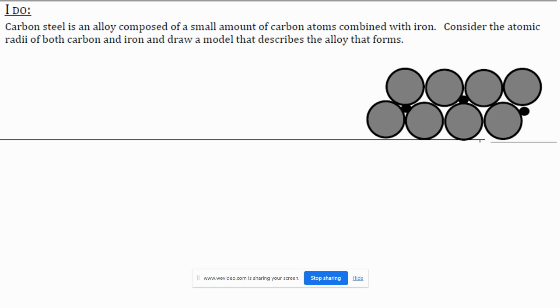Carbon steel is an alloy composed of a small amount of carbon atoms combined with iron. Consider the atomic radii of both carbon and iron and draw the model that describes the alloy that forms. So I think this is the drawn model. And what type of alloy would this be? Interstitial, right? The tiny carbons are going to fit into these interstices here, these holes. Easy enough?